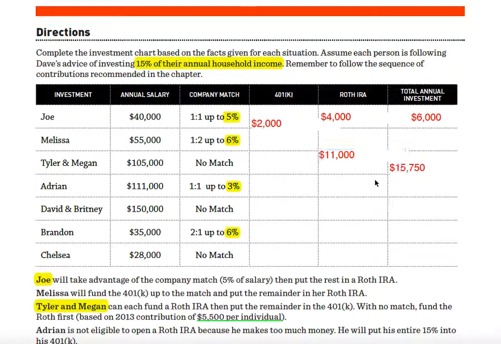In order to figure out how much they will end up putting into the 401k, subtract $15,750 and $11,000 to get that remainder, which would be $4,750 going into their 401k.